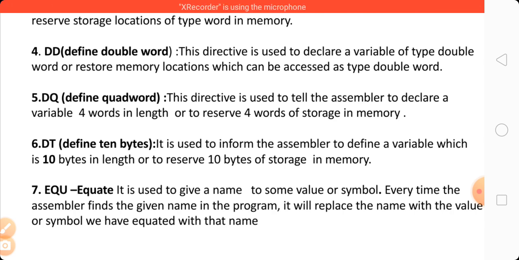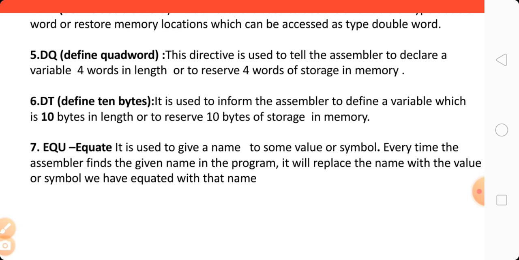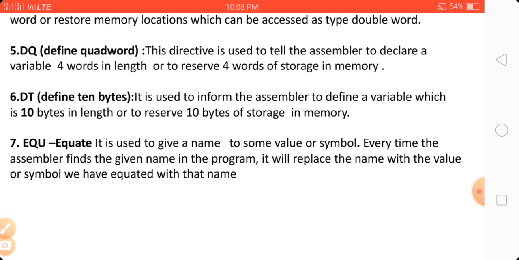Now EQU, equate. EQU means equate. This is also a directive. It is used to give a name to some value or symbol. Every time the assembler finds the given name in the program, it will replace the name with the value or symbol we have equated with that name. Means here we can give a symbolic name to a variable or provide some value, and every time the assembler finds the given name in the program, it will replace the name with the value or symbol.